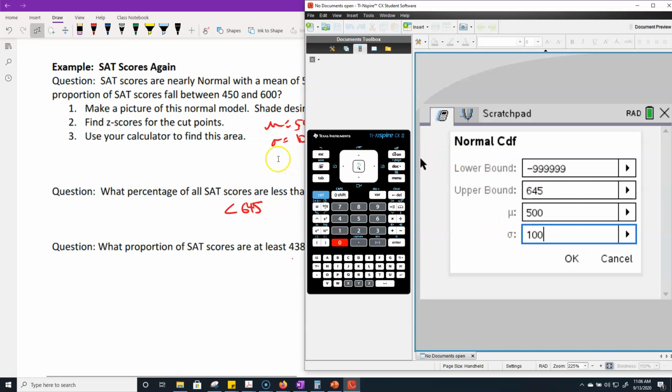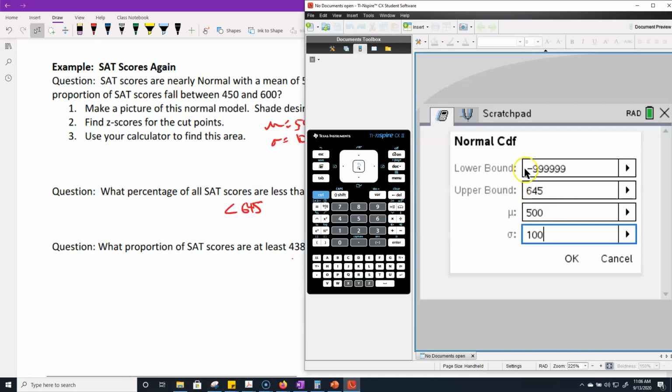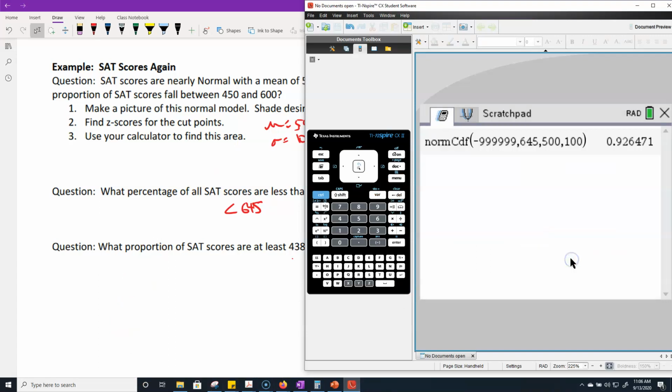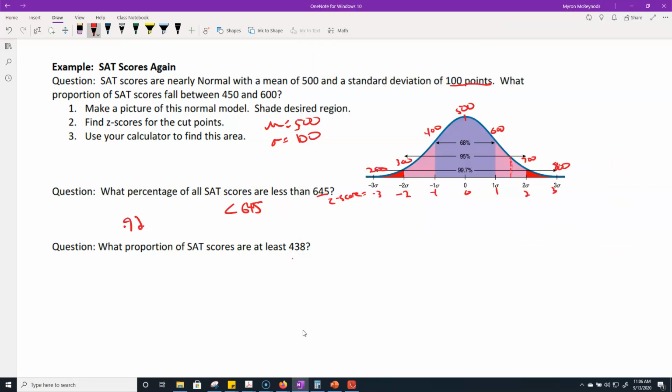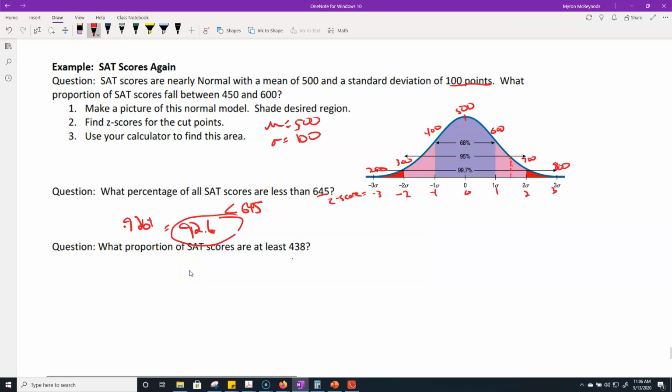Now, before I calculate this, let's look back. And 645 is right here at this dotted line right here. Most scores should be less than 645, right? That's like most of the shaded area. So we expect a big number here. So I got my calculation in correctly, and I hit OK. And it's 0.9264, which is 92.64%.